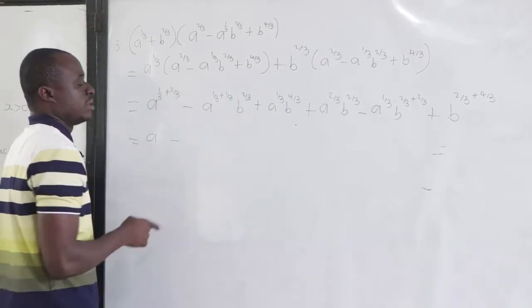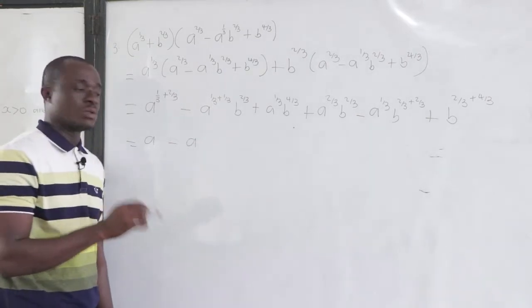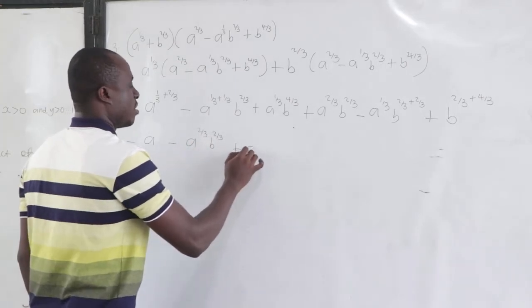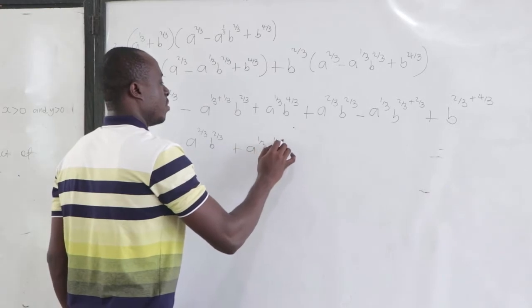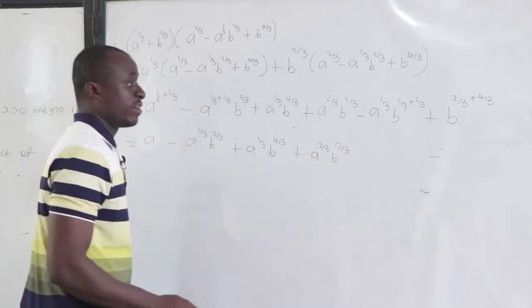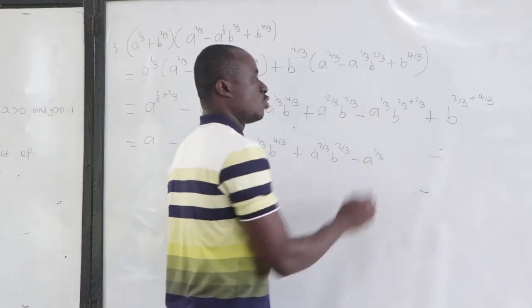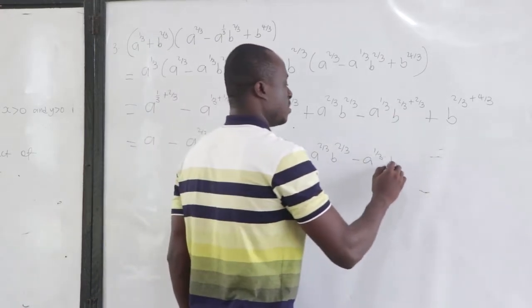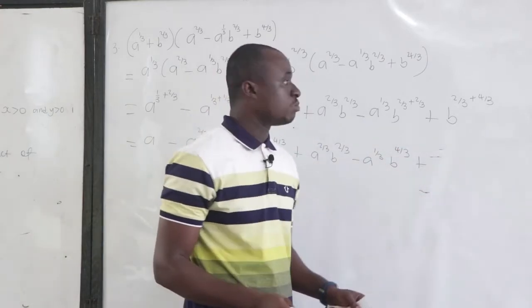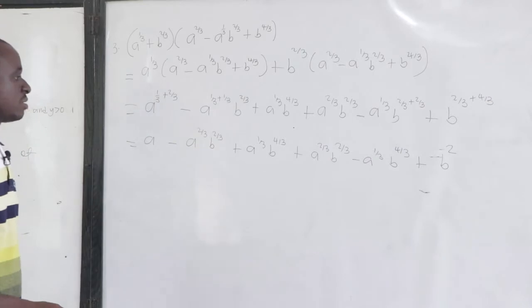And there's this. Now, let's see this one. It is the same as A to the power 1 over 3 plus 1 over 3, which is just 2 over 3, B to the power 2 over 3. Then here we have A to the power 1 over 3, B to the power 4 over 3. Then you have A to the power 2 over 3, B to the power 2 over 3. Now here we have minus A to the power 1 over 3, B to the power 2 over 3 plus 2 over 3, which is the same as B to the power 4 over 3. And then this one, 2 over 3 plus 4 over 3 is 6 over 3, which is B to the power 2. Now, let's see, what can we see?